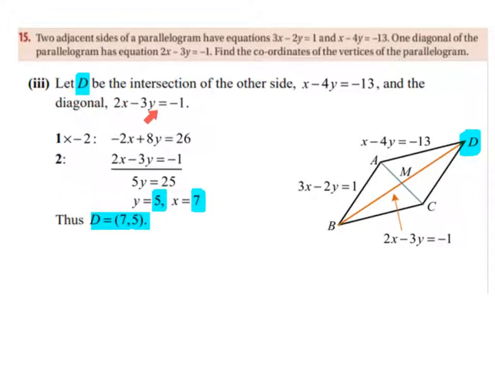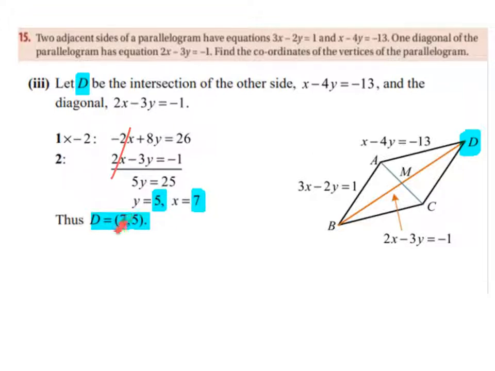So let D be the intersection of the other side, x minus 4y is equal to minus 13, and the diagonal 2x minus 3y is equal to minus 1. So multiplying equation 1 by minus 2, we get x multiplied by minus 2 is minus 2x, minus 4y multiplied by minus 2 is plus 8y, and minus 13 multiplied by minus 2 is 26. Now our x's will cancel. So we've 8y minus 3y is 5y, 26 minus 1 is 25.